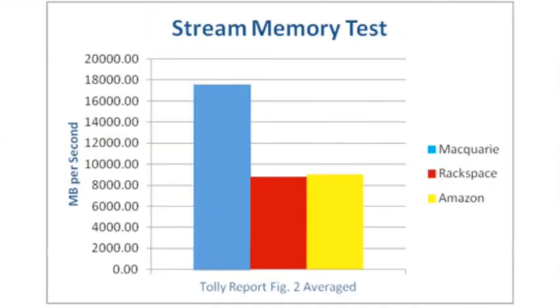If you look at stream memory, so this is when Mike was talking about keeping your highest access content in RAM as opposed to disk. How quickly can we get that content out of RAM? And you can see a big difference there as well.